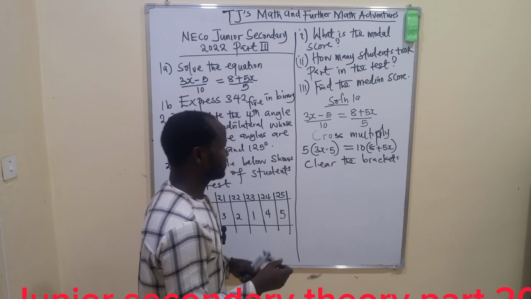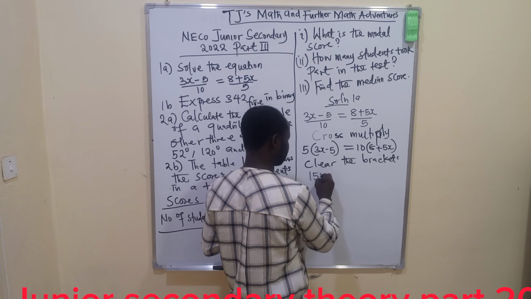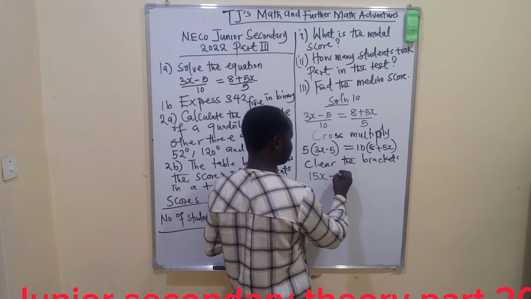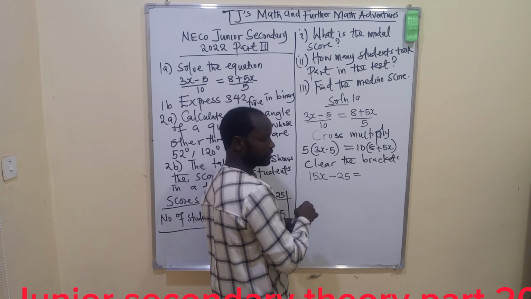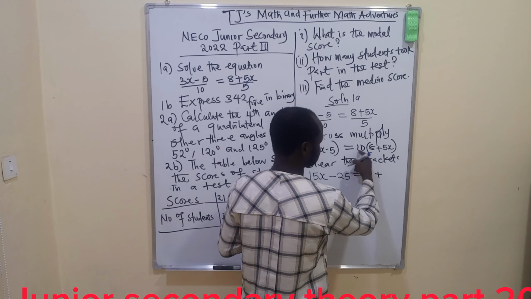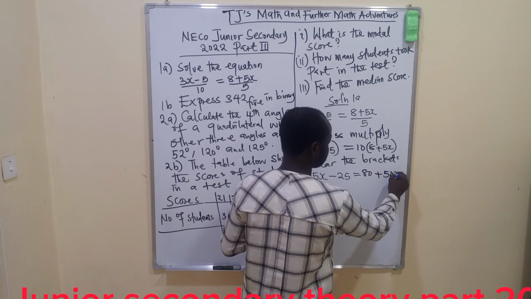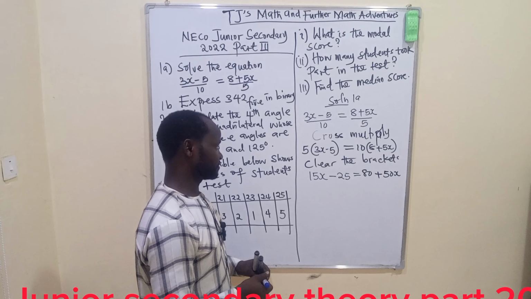To clear the bracket, we multiply 5 by 3x. That will be 15x minus 5 times 5, 25. This will be equal to 10 times 8, 80, plus 10 times 5x, that will be 50x. So the next thing is to collect like terms.